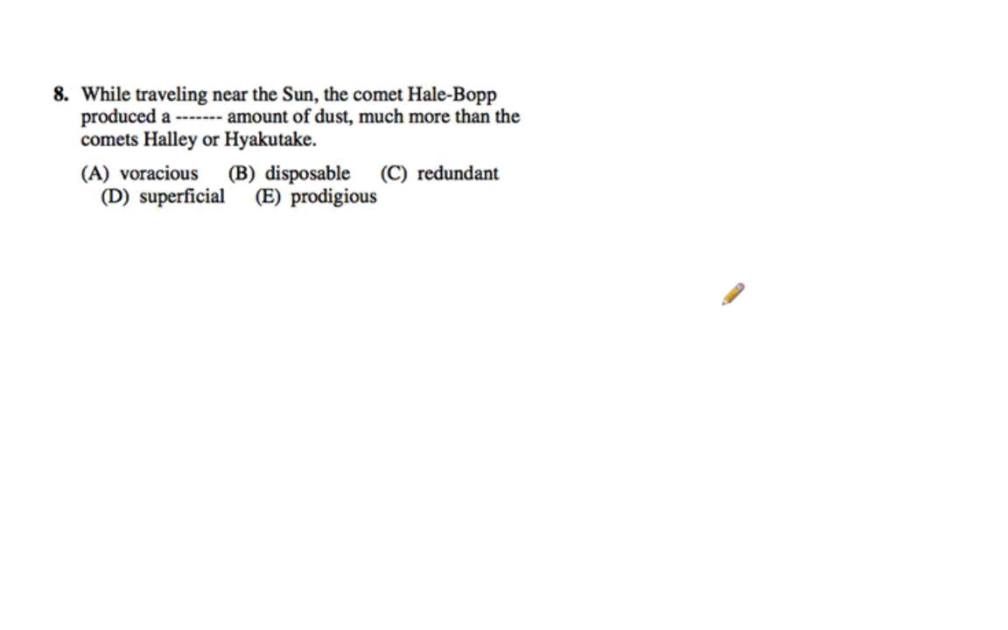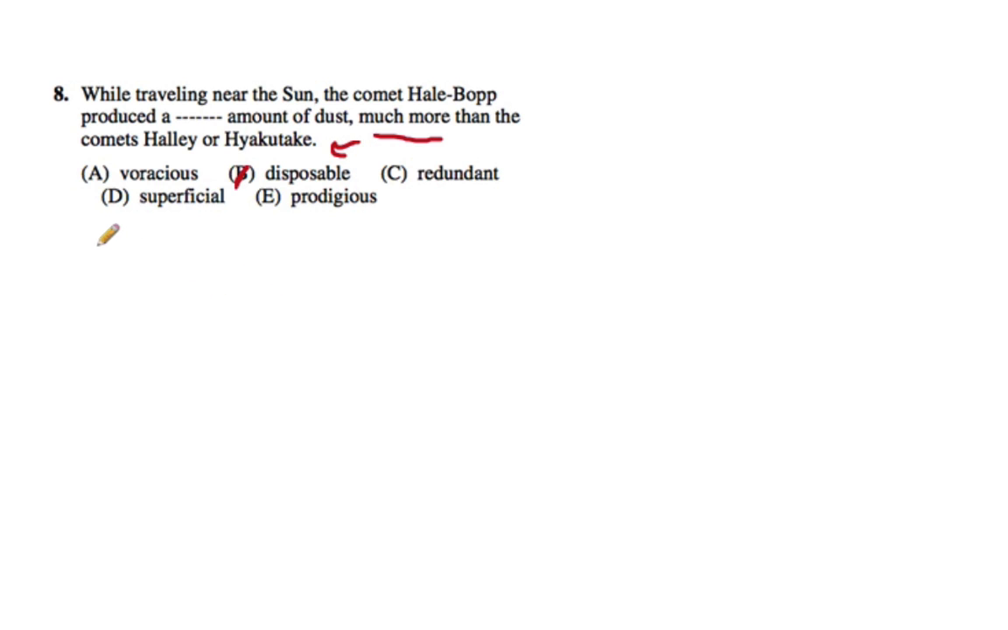We want a clue. And if it produced much more dust than these comets, then it had to produce a great amount of dust. So what are the words that you're most likely to know here? Well, disposable. Something is disposable, we throw it away. We know that's not it. Now, if that's the only word you can cross out, you got to leave this blank. If you can only cross off one word or can't cross off any words, skip the question.